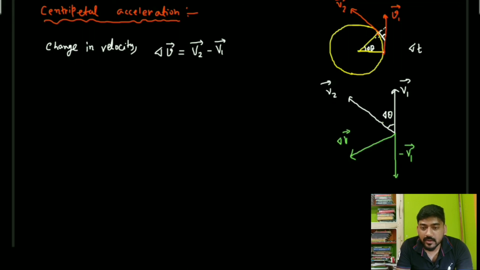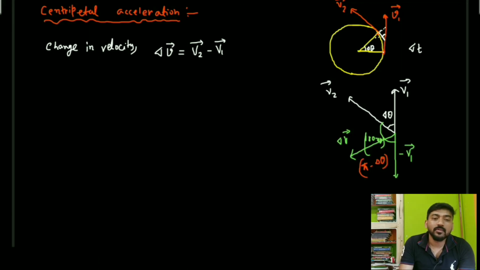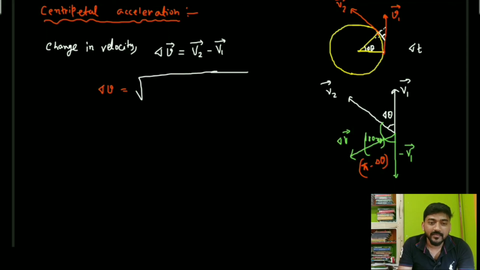Now the angle between v2 and minus v1 is 180 minus delta theta, or you can say pi minus delta theta. Now what will be the magnitude from the vector subtraction rule? The magnitude delta v will be equal to root over, I am going to give you the direct result, v1 square plus v2 square minus 2 v1 v2 cos delta theta.